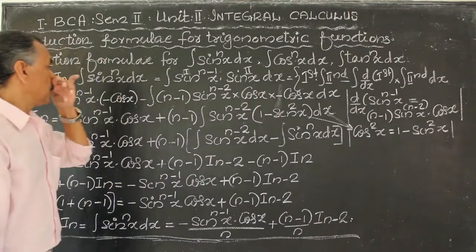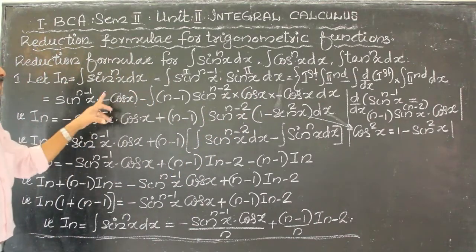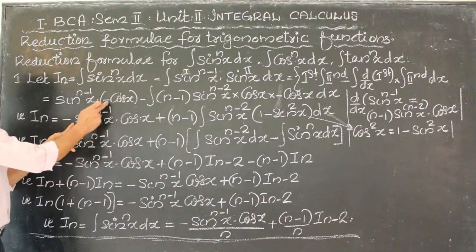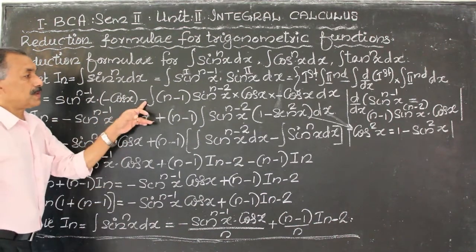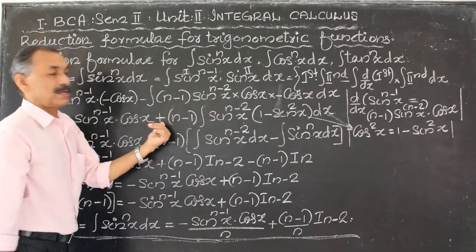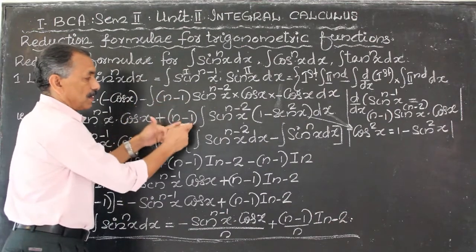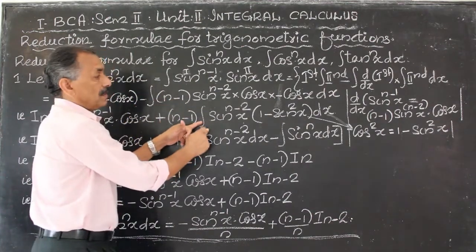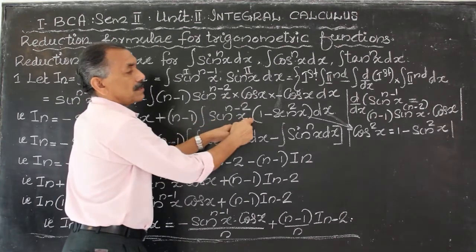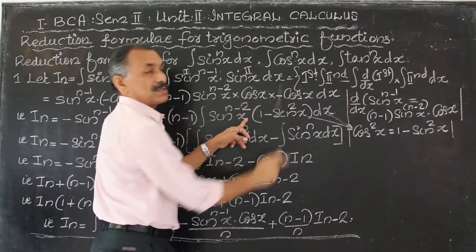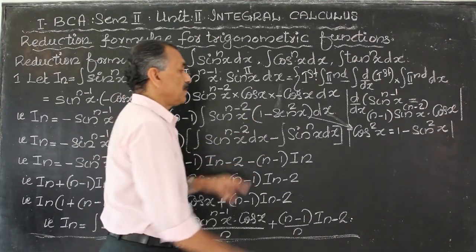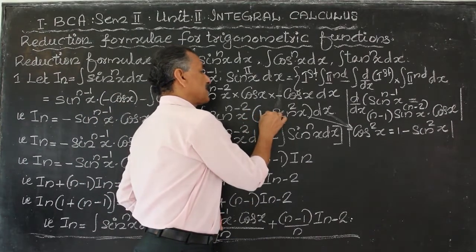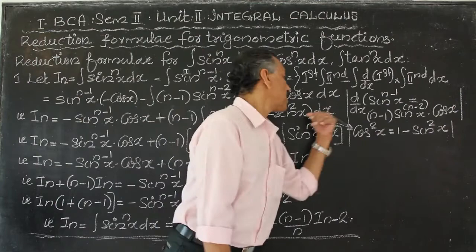That is, this is equal to minus sin raised to n minus 1 x into cos x. This minus and that minus, minus into minus, gives plus n minus 1 into integral of sin raised to n minus 2 x into cos x into cos x. What is cos x into cos x? Cos square x. Cos square x is equal to 1 minus sin square x.